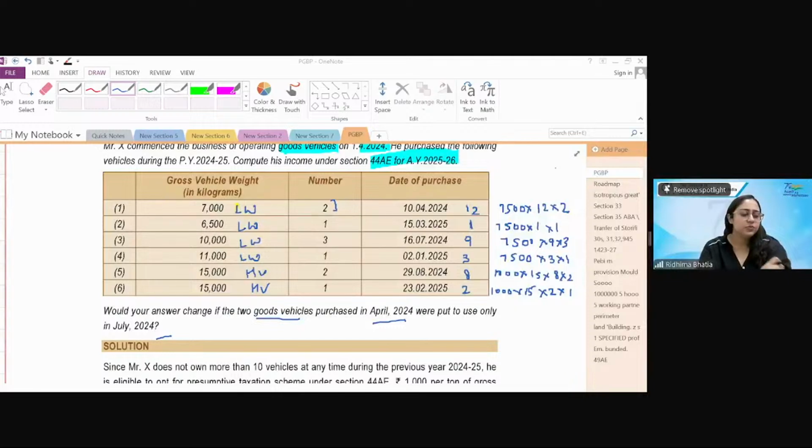अच्छा, एक किसी ने मुझसे पूछा नहीं, वैसे next class में I'll pick it up: can 44AD be claimed in speculation business? Think about it. This I leave it to you. I know I have not taught speculation business, but this is like a question of food for thought. Just think about it, and next class we will discuss.